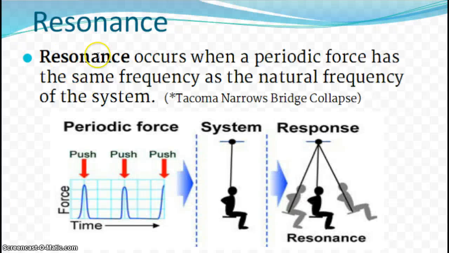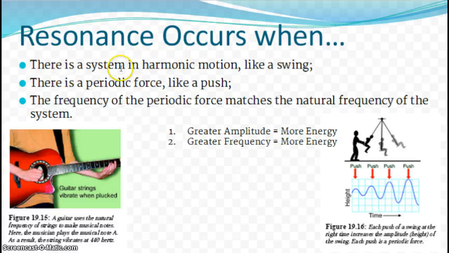So, back to the topic of resonance and natural frequency: resonance occurs when a periodic force, such as the wind, has the same frequency as the natural frequency of the system, and that's the physics behind the Tacoma Narrows Bridge collapse. Resonance occurs when there is a system in harmonic motion like a swing, and there's a periodic force, like a push, and the frequency of the periodic force matches the natural frequency of the system.